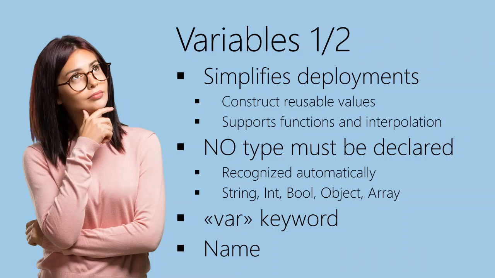Variables are used to construct values that we will use normally multiple times in the Bicep configuration file, so that we don't have to have a complex construction definition multiple times in the Bicep code. Right, so we do that once in the variable section, and then we can access the variable value that has been calculated for us.